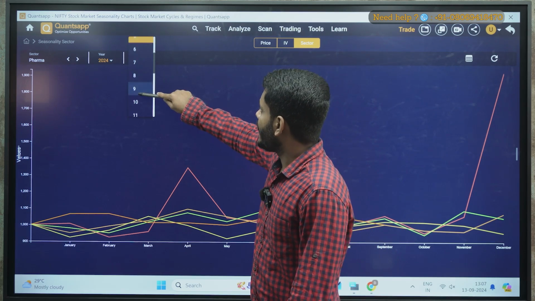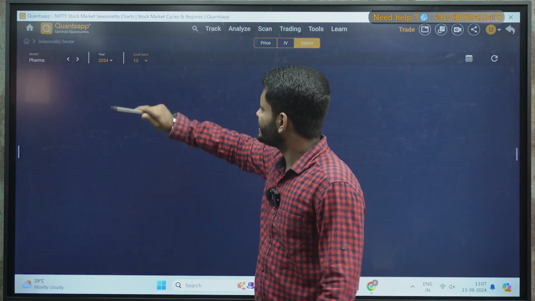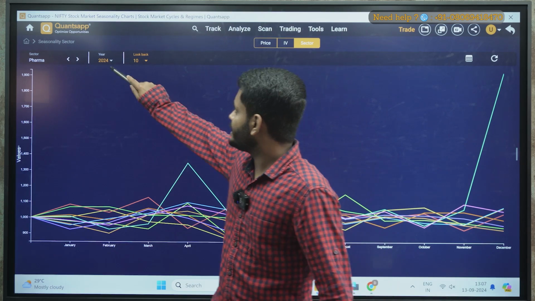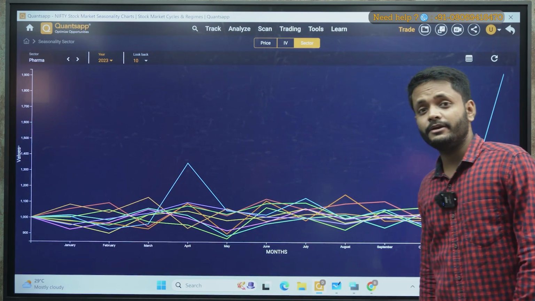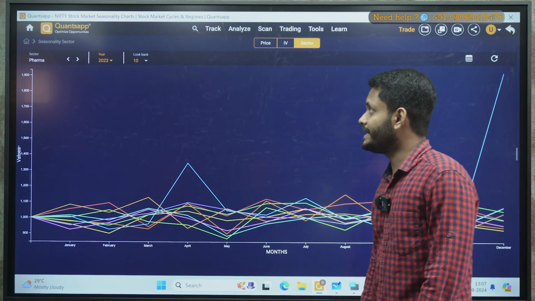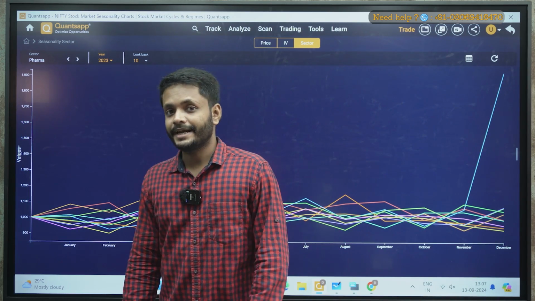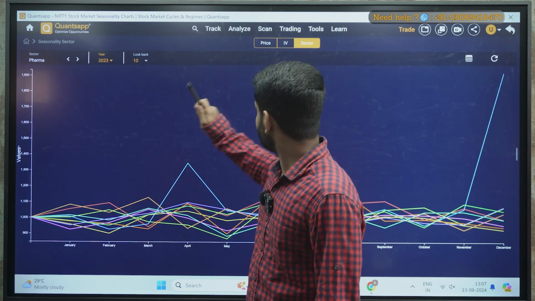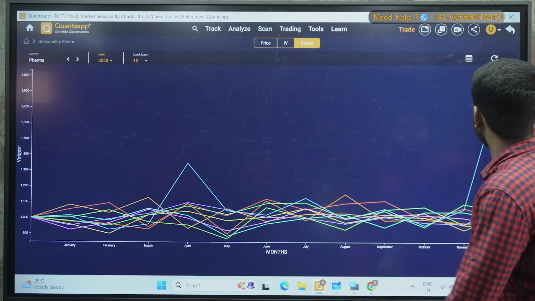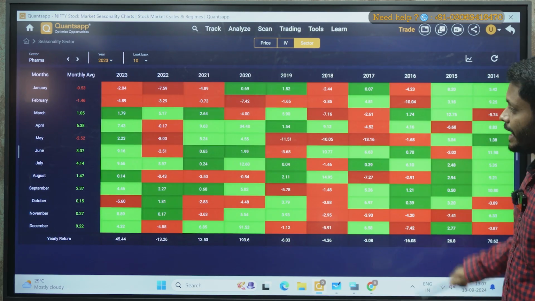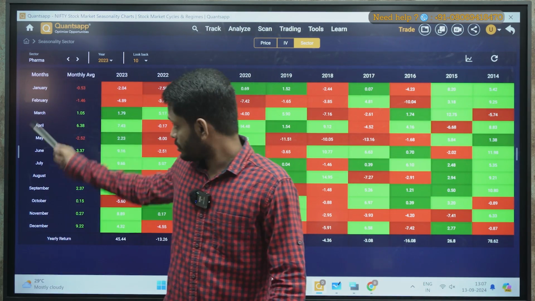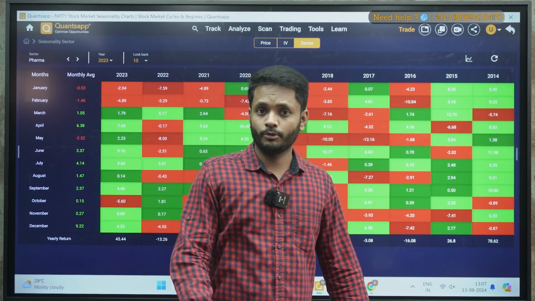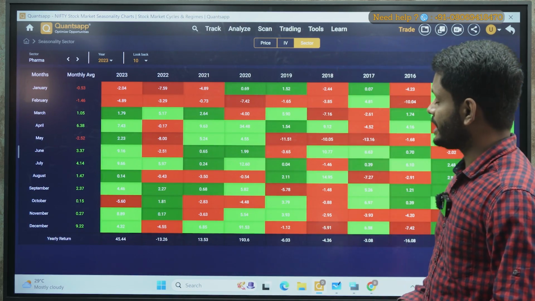So let us say I want to check out the data of the past 10 years. And the year I would choose is 2023, because 2024 is not yet completed. I want a completed year, so that is 2023. Look back period is 10. I have kept it with sector. Now let me go to the tabular format. Ignore the colorful box. Focus on this table. I hope it is visible. Correct. Now what does this table say?